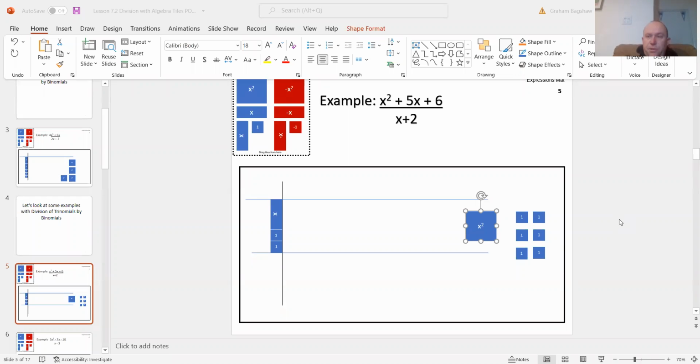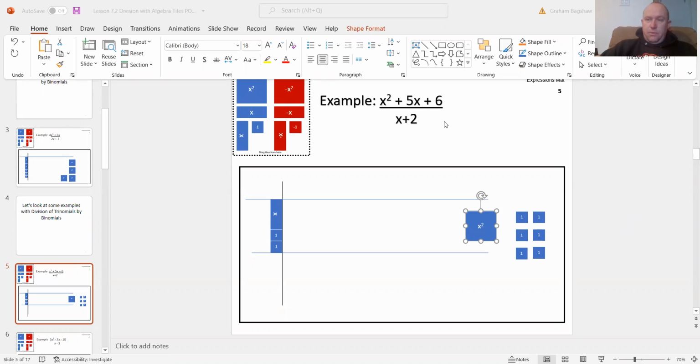Okay, this is the video tutorial that goes with lesson 7.2, and this is dividing by binomials. In the last lesson, we looked at how you divide if there's just one term, and how you split the question up. You do this term divided by this term, and this term divided by this.